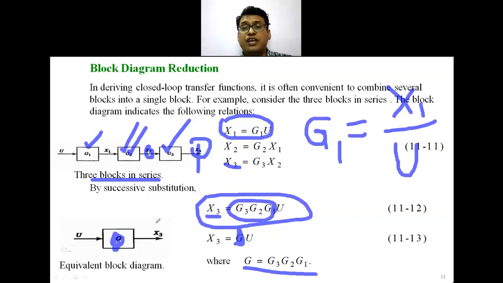But my output is X3, same as here, and the input is U, same as here. So keeping the inputs and the outputs constant, I have manipulated or reduced the three systems, and the transfer function has been manipulated into a single one.